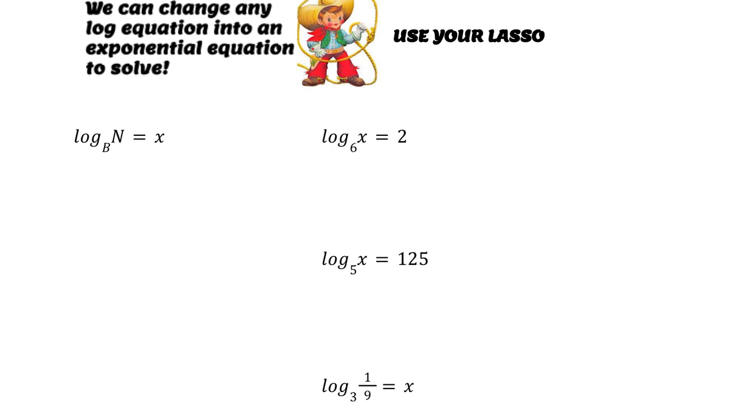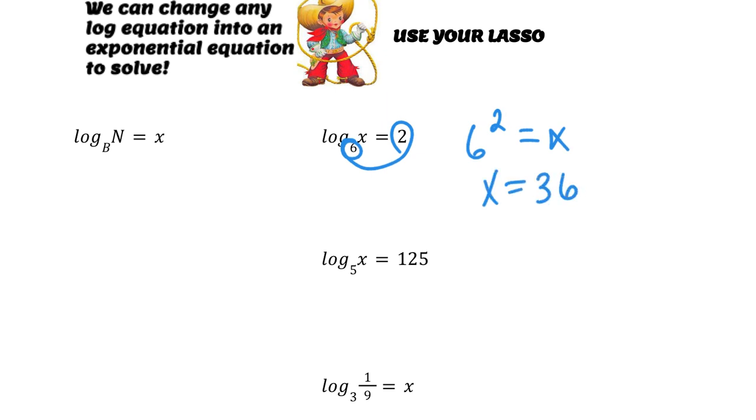Okay, so here we go. We can change any log expression to an exponential. You remember how we were rewriting them the other day? Another way to rewrite from a log to an exponential is to use the lasso. Big fan of the lasso. So this means 6 squared equals x. So x equals 36. There you go.